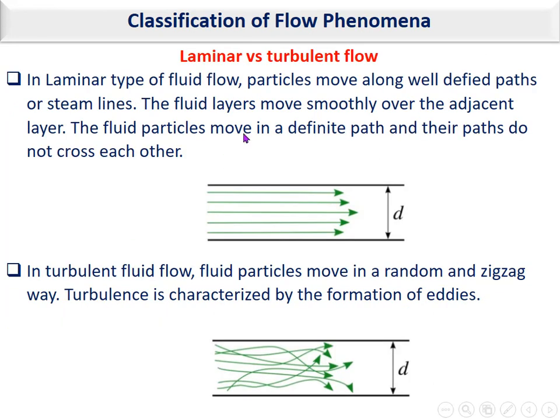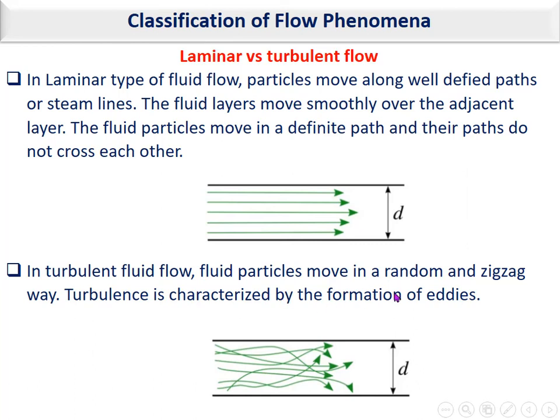Okay, the next classification is laminar versus turbulent flow. In laminar type of fluid flow, particles move along well-defined paths or streamlines. The fluid layers move smoothly over the adjacent layer. The fluid particle moves in a definite path and the paths do not cross each other, like the one shown here. But in turbulent flow, fluid particles move in a random and zigzag way.